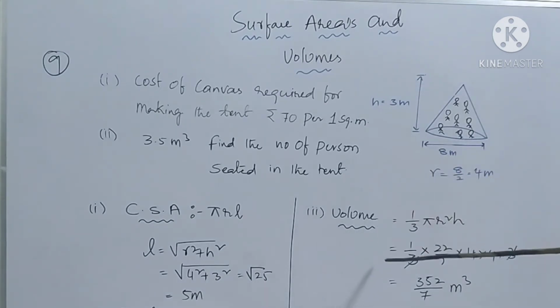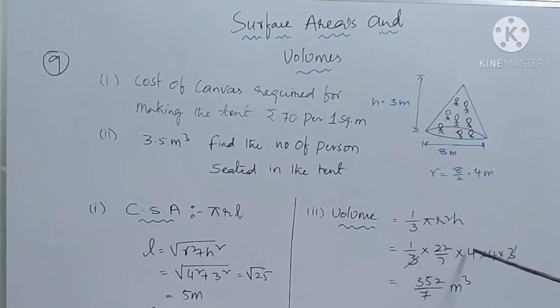The volume of the conical tent formula is 1 by 3 pi r square h. So that is 1 by 3 into 22 by 7 into the radius of its base, 4, r square means 4 into 4, into the height, 3 meters. Here the 3 cancels. 22 fours are 88, and 88 fours are 352 by 7 meter cube.